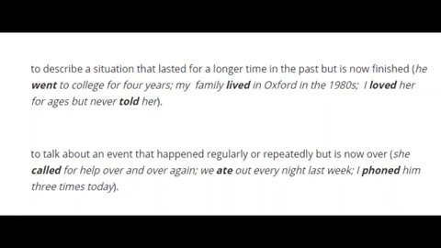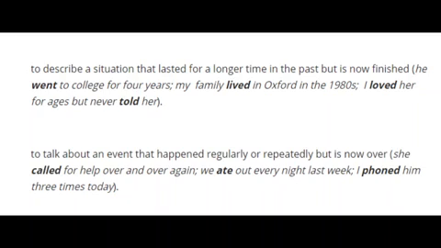Now we also use past tense to talk about an event that happened regularly or repeatedly but is now over. For example, she called for help over and over again. We ate out every night last week. I phoned him 3 times today. That means all these actions took place repeatedly.